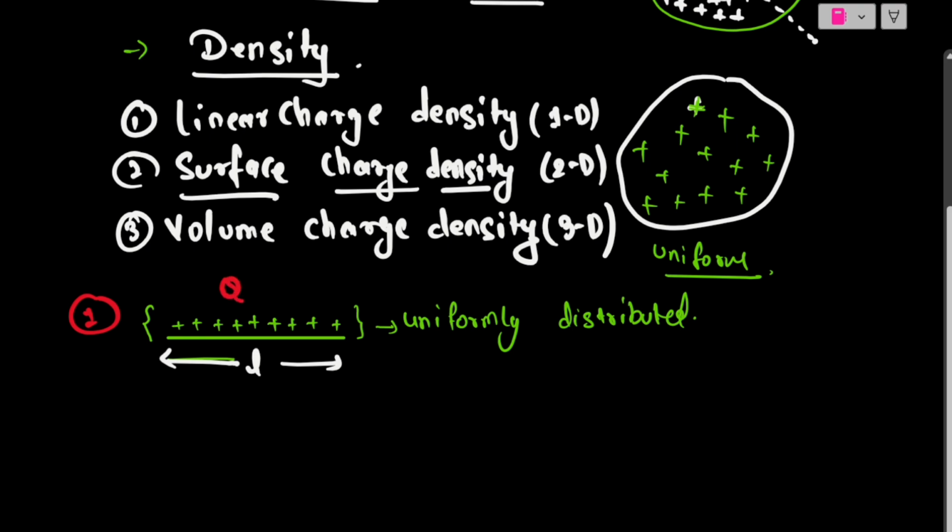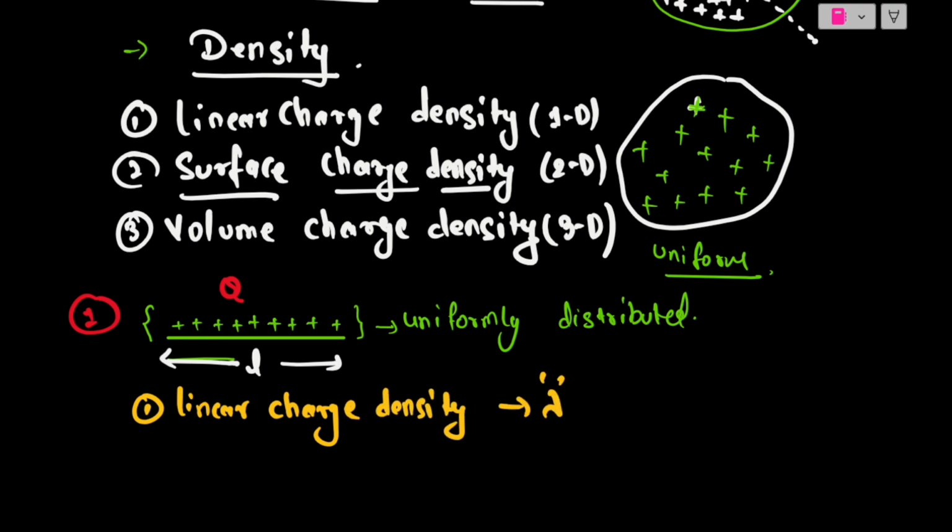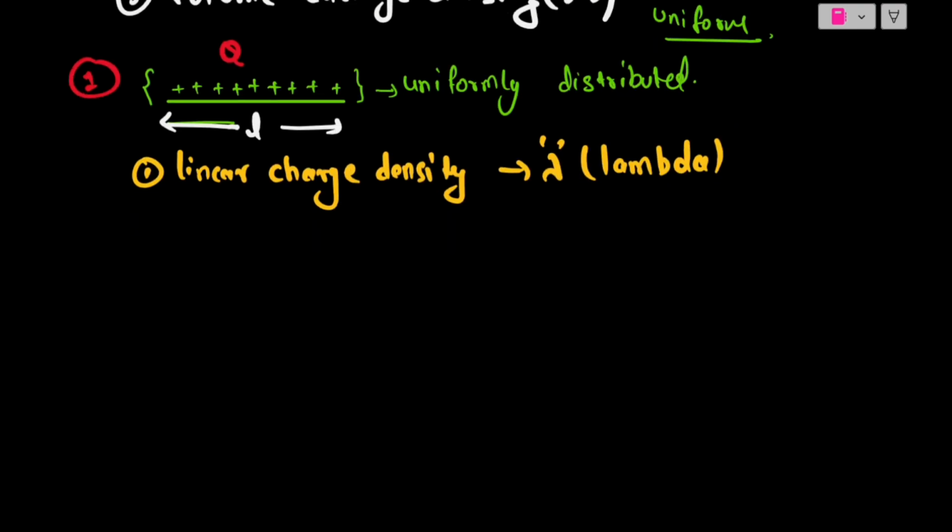So basically linear charge density can be calculated. First is the linear charge density. The linear charge density is denoted by lambda. This is a different letter for denoting the linear charge density, and this is what we call lambda, right? And what is lambda? Linear charge density is total charge over total length, right?